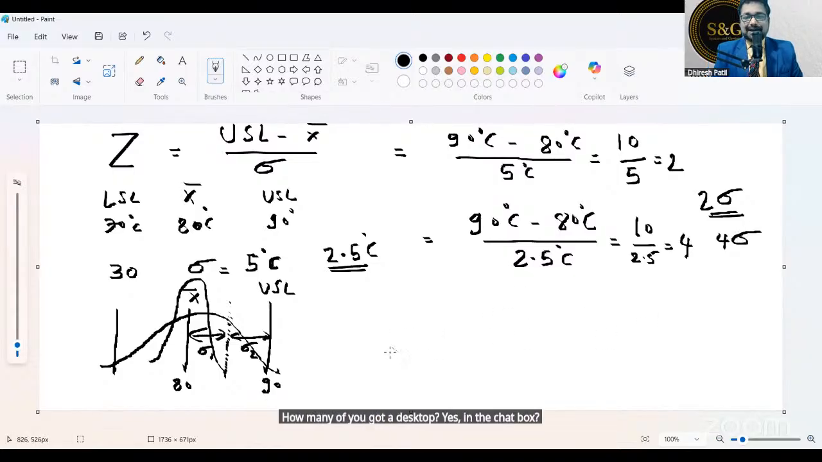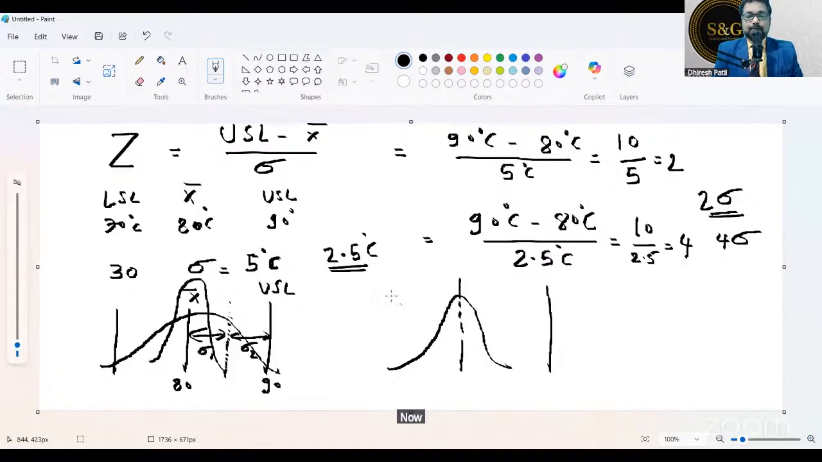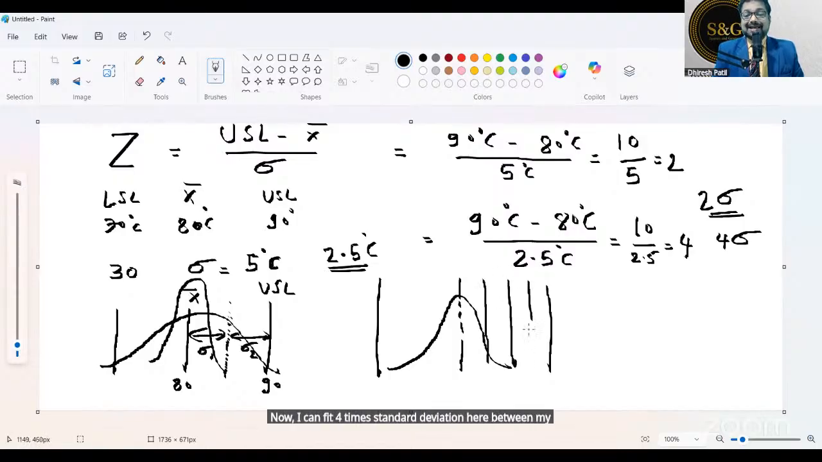Now, when I have 2.5 standard deviation here, my process will look like this. I can fit 4 times standard deviation here between my USL and my mean. 1, 2, 3, and 4. This is my X bar and this is my USL. How many of you got it? Just type yes in the chat box.